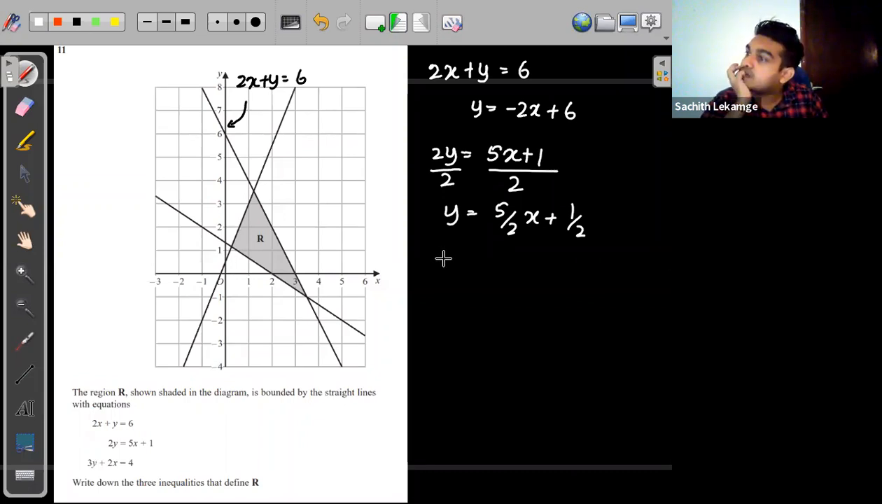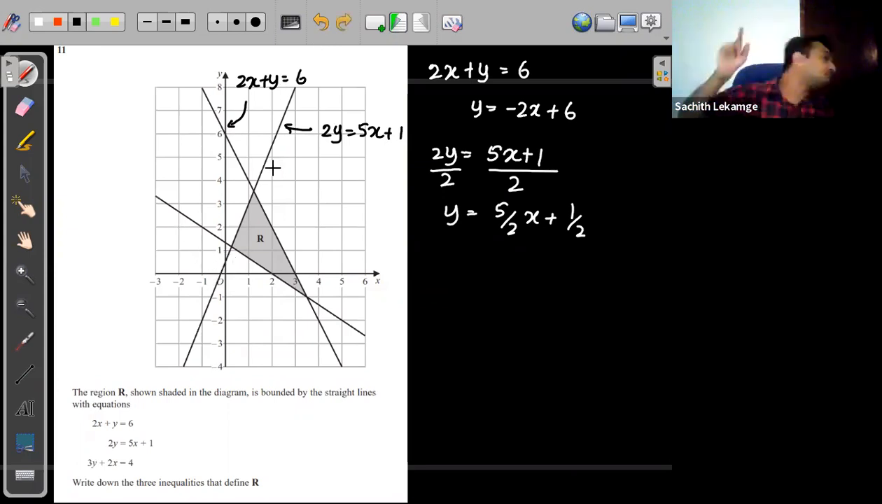Did I make any mistake? No. This one is 2y equals 5x plus 1. See, the intercept is half. Got it? This one, the intercept is 6. This one, the intercept is half. Is that clear? Any question? Yeah, tell me, what is the problem?